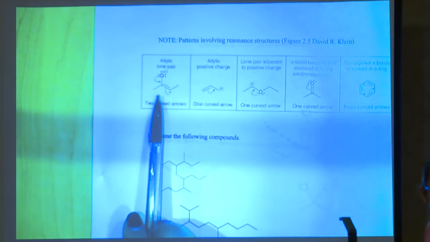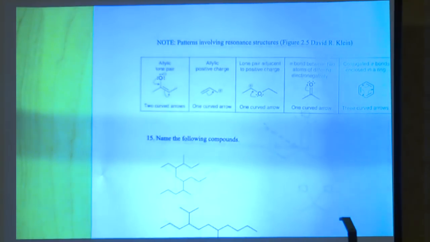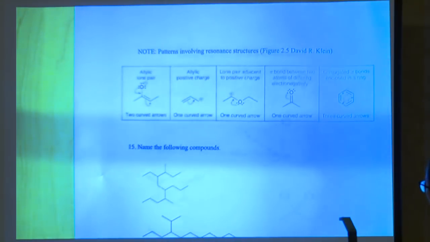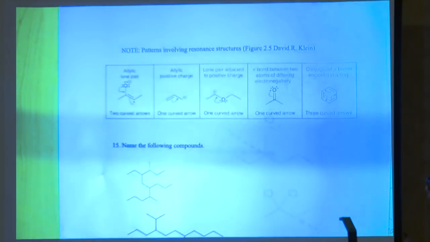Can you see why? Okay, so it's more stable because of that. But then why are we doing two arrows for an allylic lone pair? Awesome. Yeah, so we are going to move it over, and we actually have somewhere to move it over to. And then you can just look through those. If you have any questions, let me know. But that'll help us with the resonance structure forming.